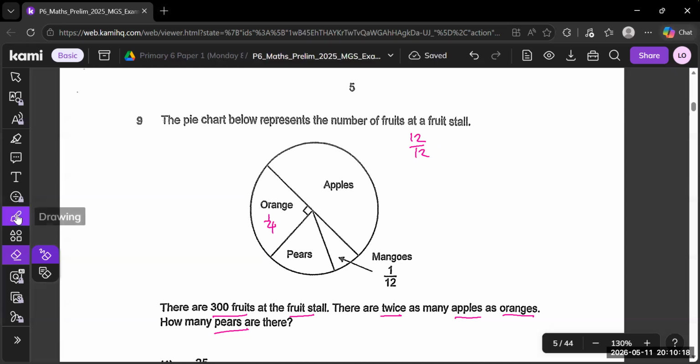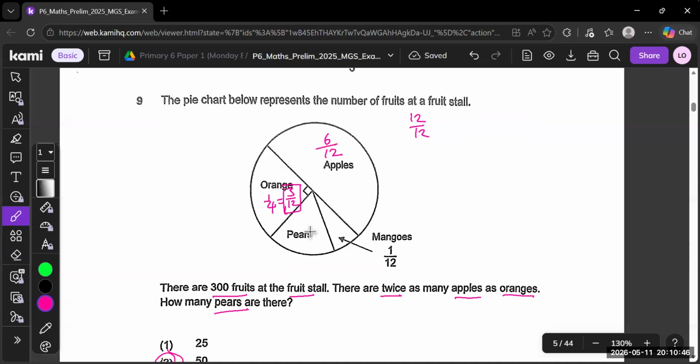So the whole pie is 12 over 12. And the one quarter, you make it into the same denominator, 3 over 12. And there are twice as many apples as oranges. So if the oranges is 3 over 12, twice means 3 times 2, 6 over 12. Do you understand this part? If the oranges is 3 units, 3 over 12, the apple is twice. Twice means what? 3 times 2 becomes 6 units. Okay, and then the pears will be how many units? Then if this is like half of it, half, right? Then 6 minus 3 over 12 minus 1 over 12, you will get 2 over 12.